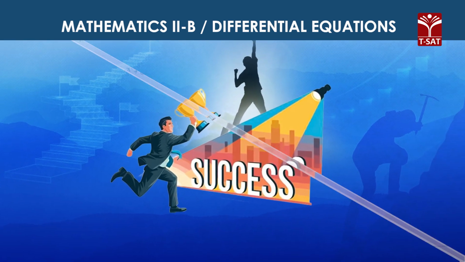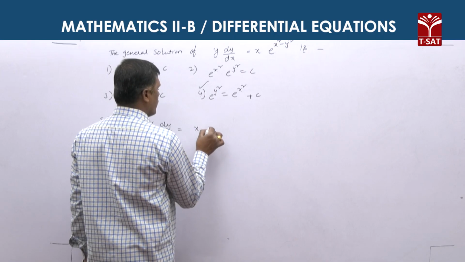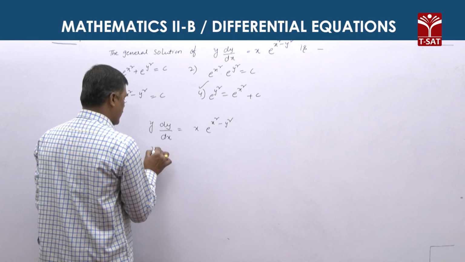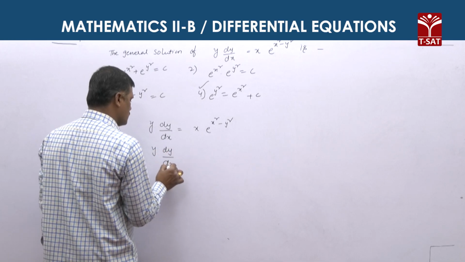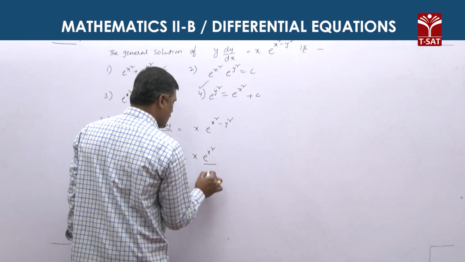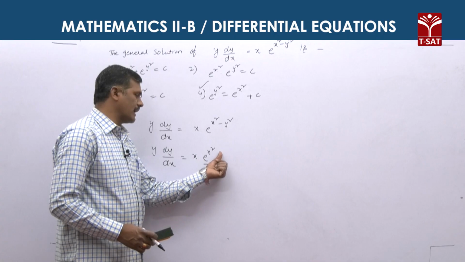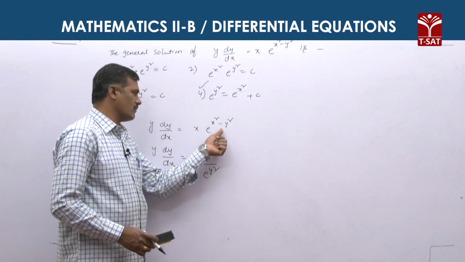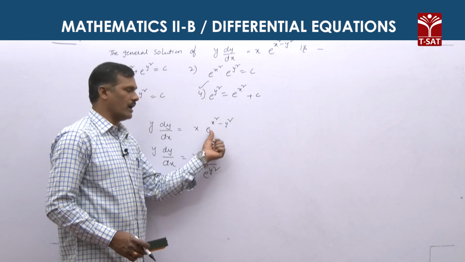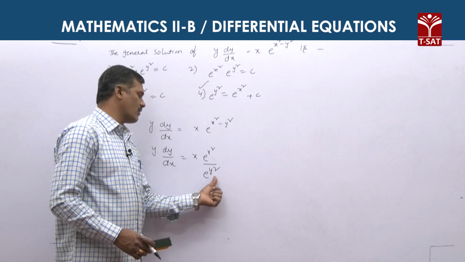Given equation: y into dy by dx is equal to x into e power x square minus y square. Y into dy by dx is equal to x into e power x square into e power minus y square. Taking this term to the numerator gives a negative sign in the power. Actually this means e power x square into e power minus y square. Bases are equal, so the powers should be added. That's why it can be written as 1 by e power y square.